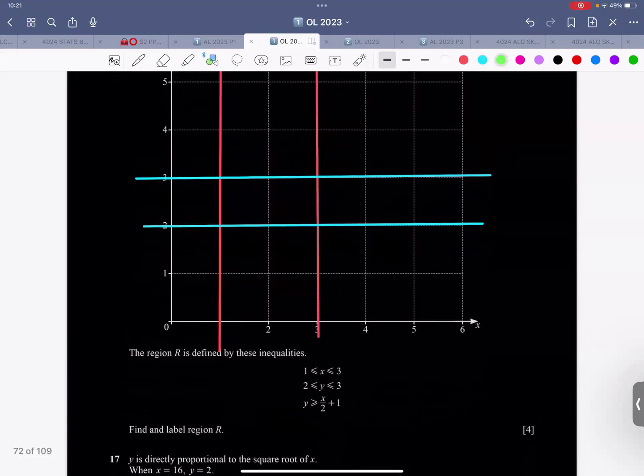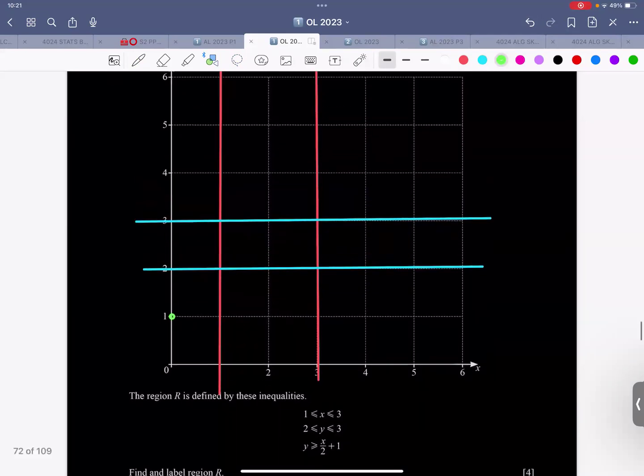So when X is 0, Y is 1. When X is 2, Y is 2. Half of 2 is 1, plus 1 is 2. Okay. So now let me draw the line that goes like this.